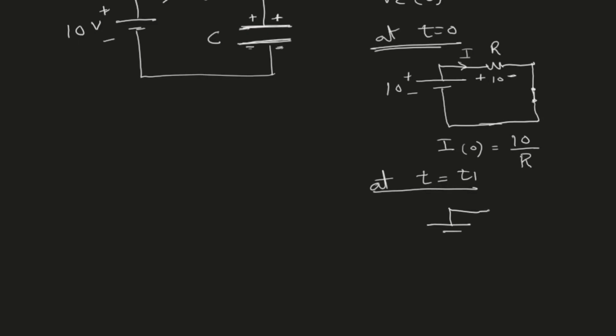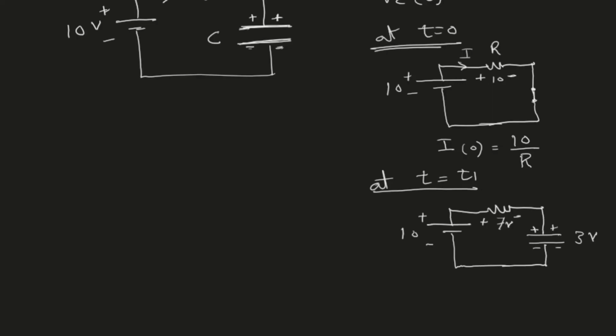I have the 10 volt supply and the resistor, and now across the capacitor, I have a voltage drop of, let's say, 3 volts. The voltage drop is 3 volts because the capacitor is partially charged, not completely charged. So we had 10 volts rise, 3 volts drop, so I will have a remaining 7 volt drop across the resistor.